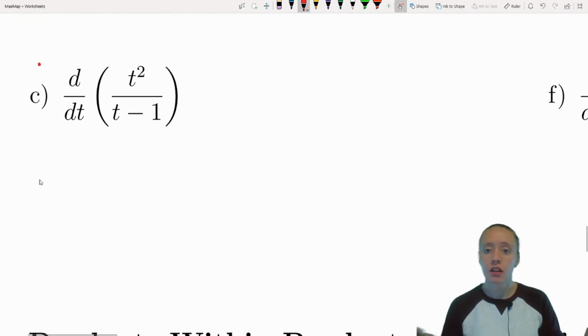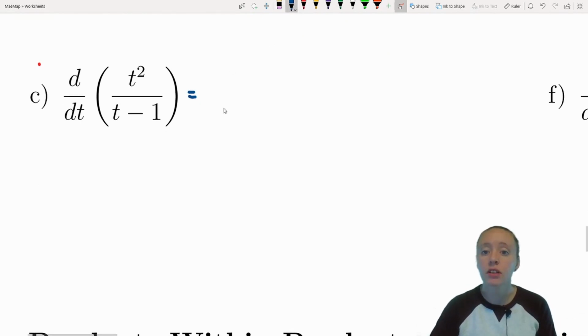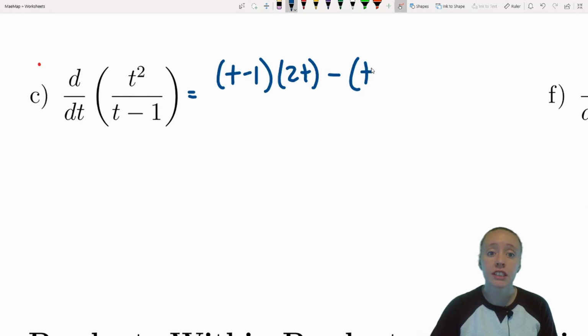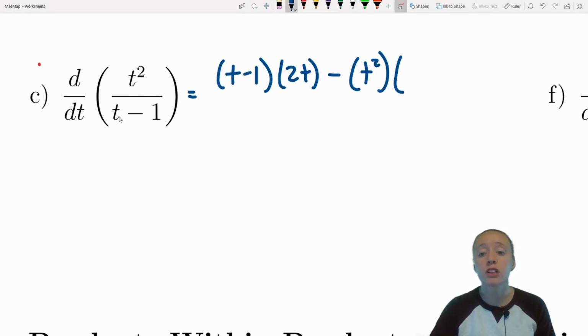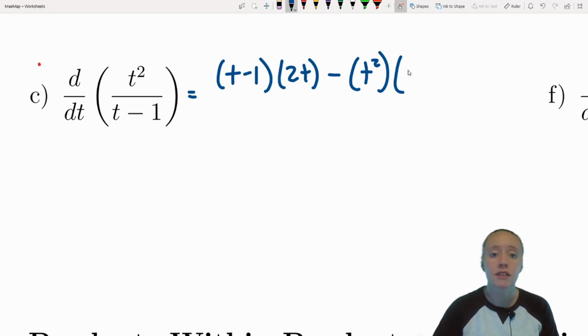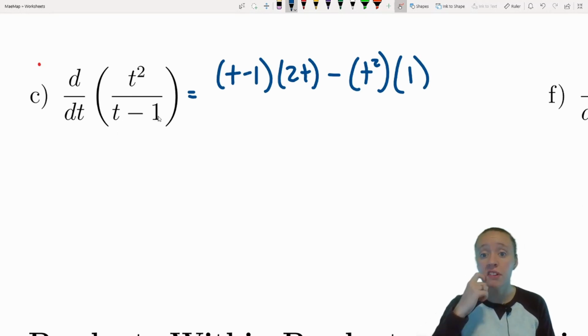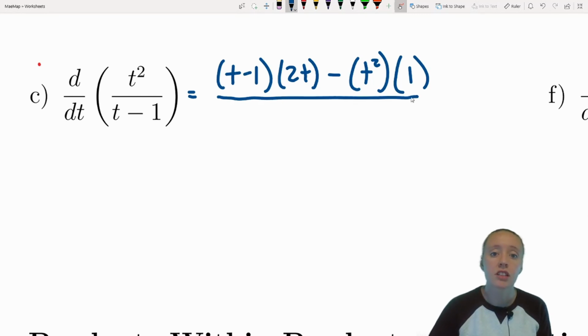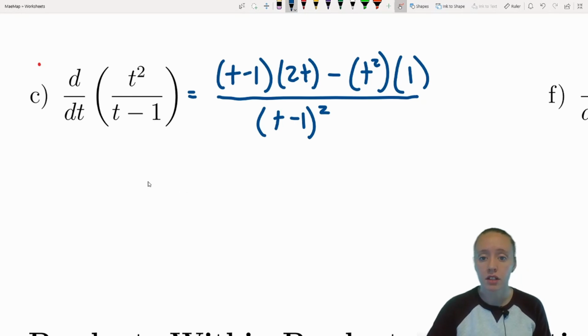For C, this is a good quotient rule. Low d high minus high d low all over low squared. So low is t minus 1. Derivative of my high is going to be 2t, minus high, which is t squared, my numerator, times the derivative of my low. The derivative of t minus 1 is 1. So the derivative of my denominator is 1, and this is all over t minus 1 squared.